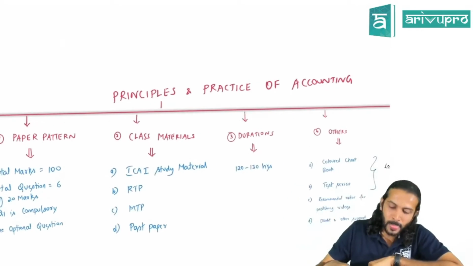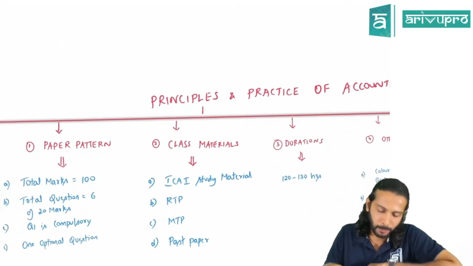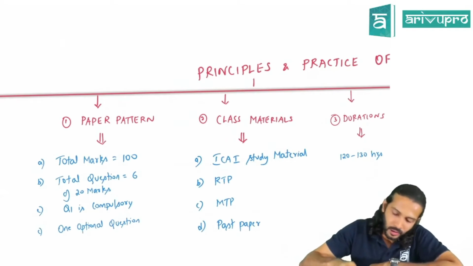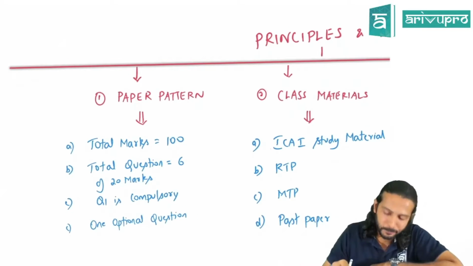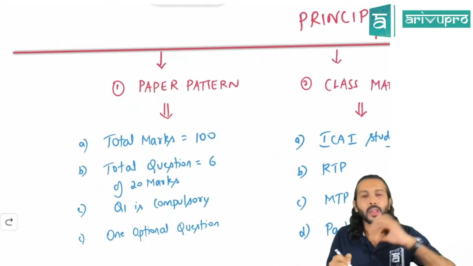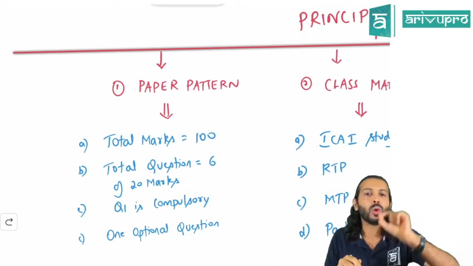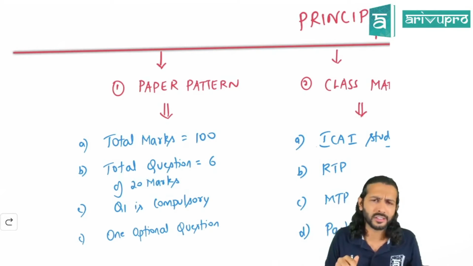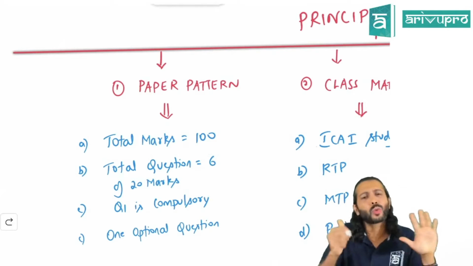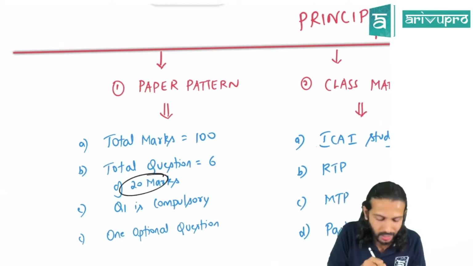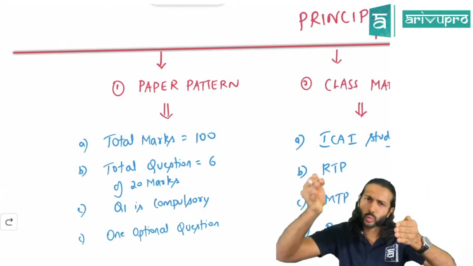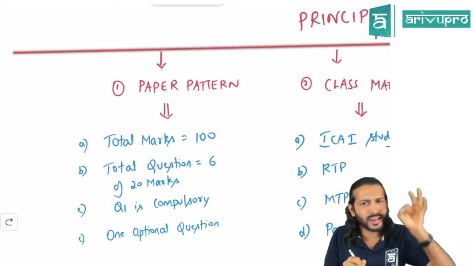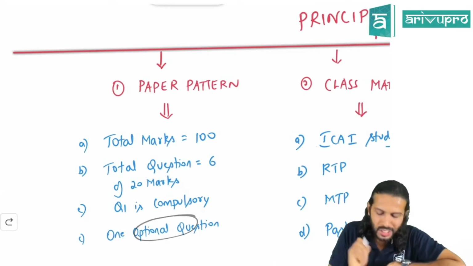Before we start with the first topic, I'll give you an overview of how we're going to be covering this syllabus. First is the paper pattern. In your examination, the accounting paper, paper number 1, will be for 100 marks. The paper pattern is very straightforward. You have about 6 questions, each carrying 20 marks. 6 times 20 is 120, but your paper is only for 100 marks, meaning 1 is an optional question.